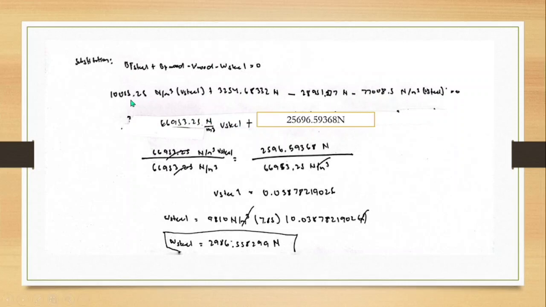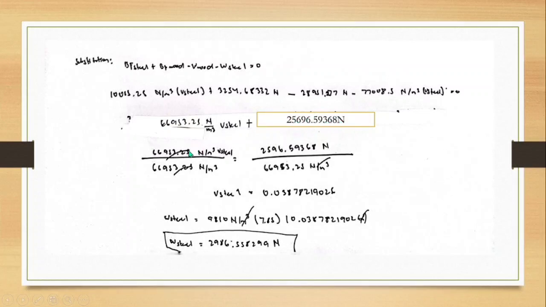We subtract 11001.25 from 77008.5, the same unit. Calculating, the answer is 66953.25 Newton per meter cube, plus 25696.59368 Newton. The process is the same: 3254.68332 minus 28951.272 gives us that answer.